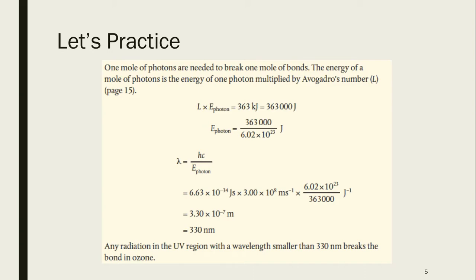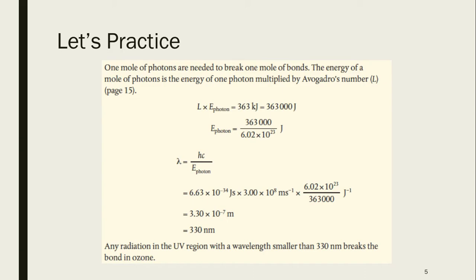And then in this last step, they took the answer from above and just flipped it because they are dividing by the energy. So remember, Planck's constant and the speed of light are both values given to you in the data booklet. When you plug all that into the calculator, cancel out units, you get 3.30 times 10 to the negative 7th meters. And we usually convert that to nanometers for our wavelength. So we're going to multiply by 1 times 10 to the 9th to get 330 nanometers.